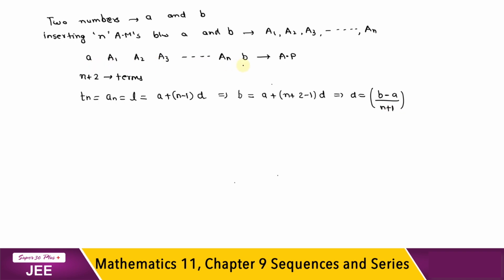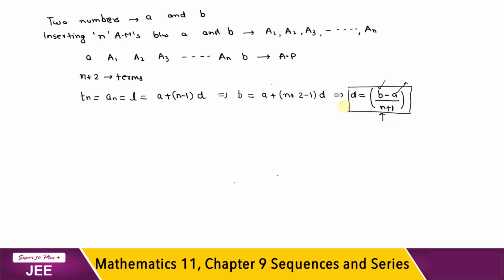The common difference of this particular AP will always be equal to what? B minus A divided by n plus 1, where this n indicates the number of arithmetic means to be inserted between A and B, and this B indicates what? If we are selecting two numbers A and B, then B is the second number or the last number, and A is the first number from which the sequence or arithmetic progression starts. You have to memorize this box that D is equal to (B minus A) over (n plus 1), along with the terminologies related to it.